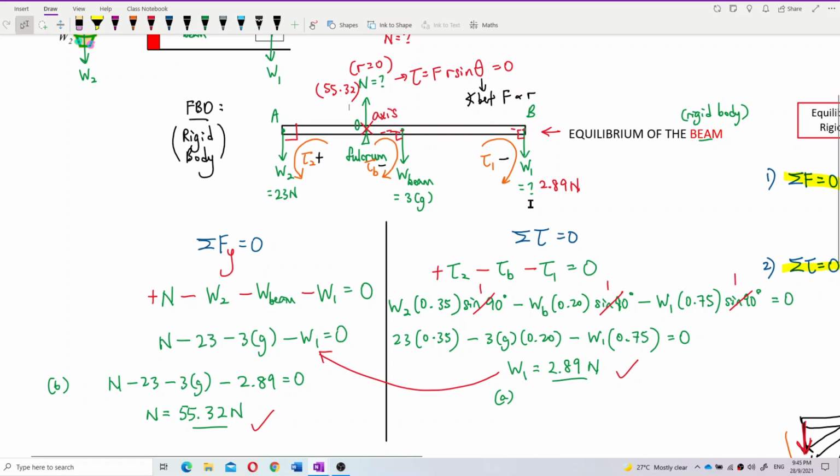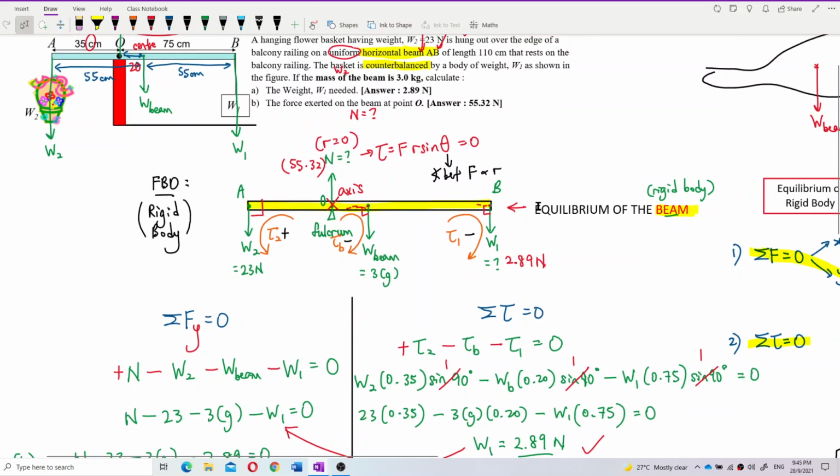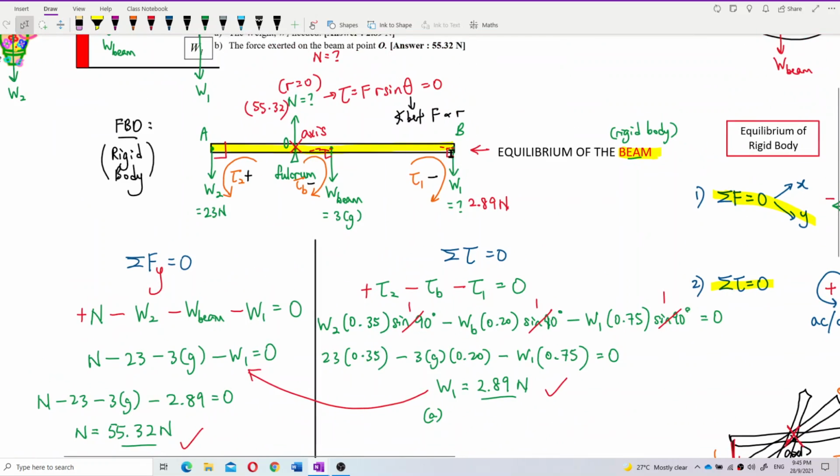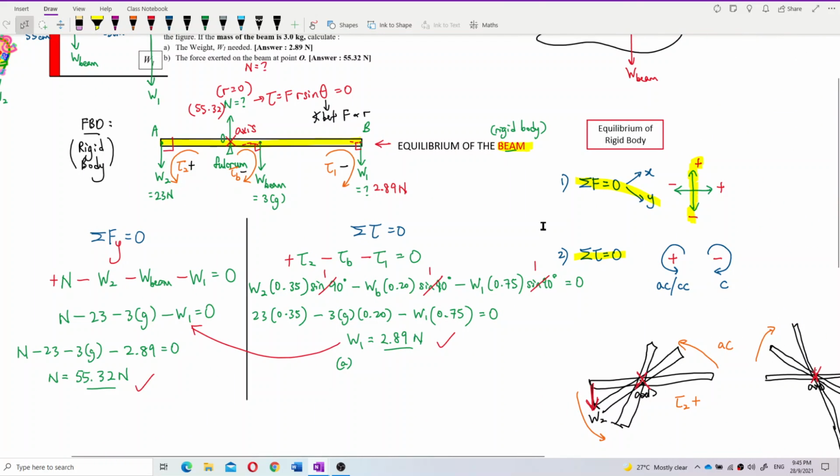For the weight, it is 2.89 Newton. And this whole beam is in equilibrium. We are focusing on the beam only, we don't focus on the other object. Okay, so that's all for this question. Thank you.